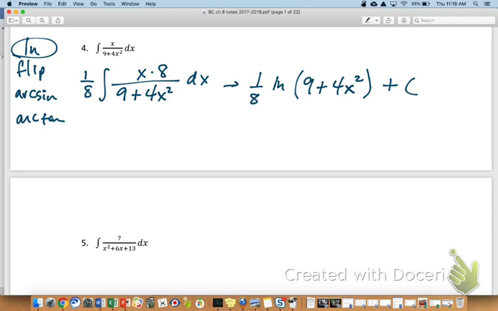A tangent or an arctan? I tried to make it look like an arctan, right? Like that 9 plus 4x squared looks a lot like an arctan. So this would be a place where it'd be very easy for someone to immediately jump to arctan and assume that that's it. And that's why I put this in the order that I put it.